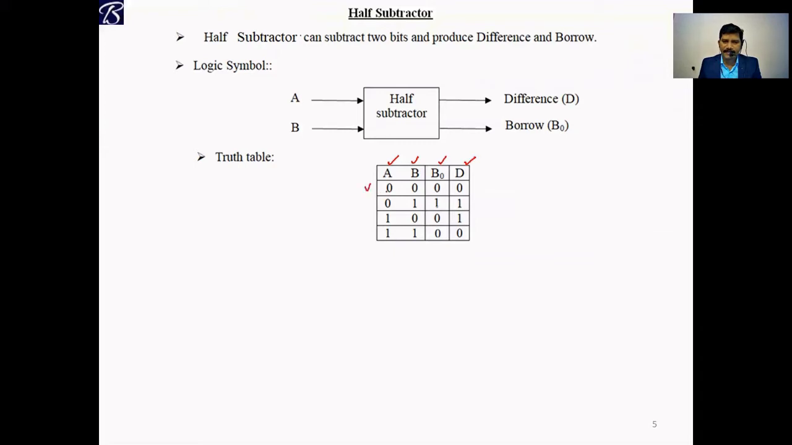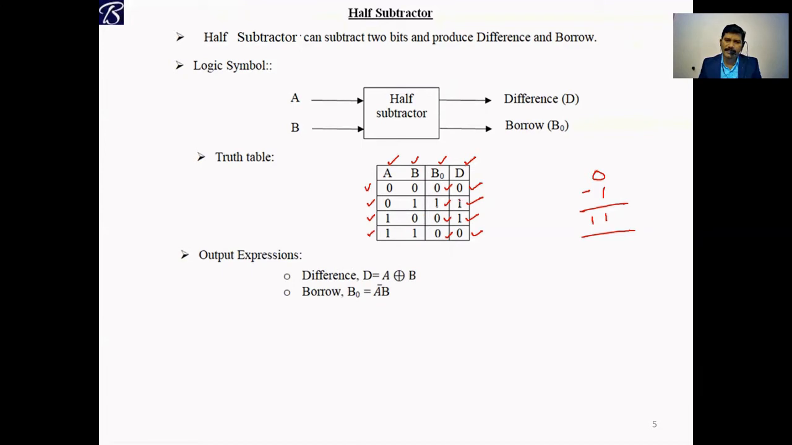If you consider the first case, 0 minus 0, the difference is 0, borrow 0. If you take this case, 0 and 1 are the inputs, 0 minus 1, the difference is 1 and it produces a borrow here, because 0 minus 1 needs a borrow. So that's why it is 1, 1, right? Now take the third case, 1 minus 0, it is a difference of 1 and a borrow of 0. And the last case, 1 minus 1, it is 0 and 0.